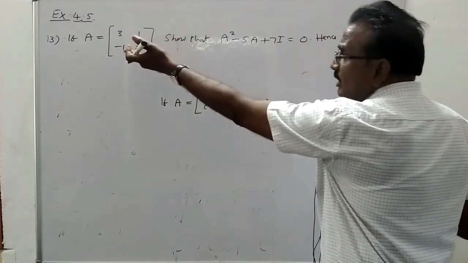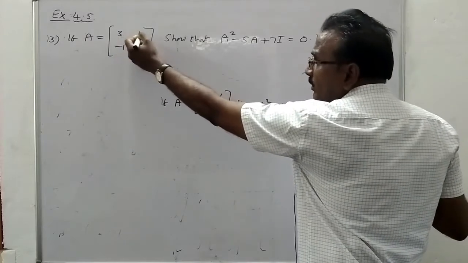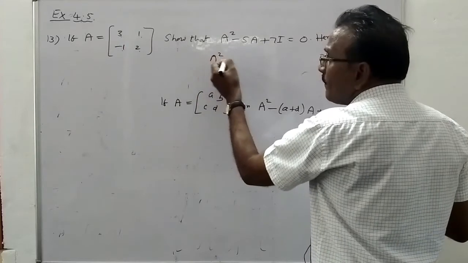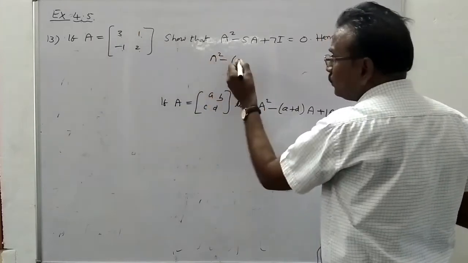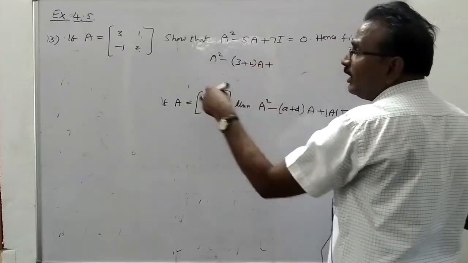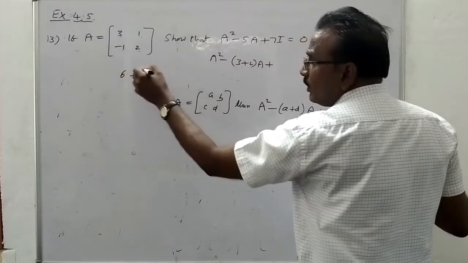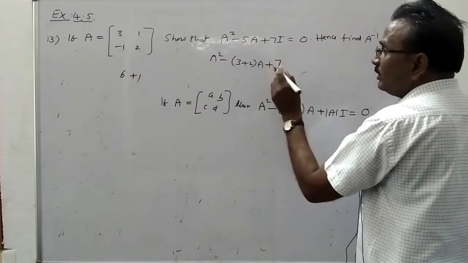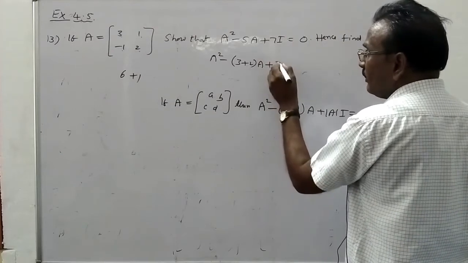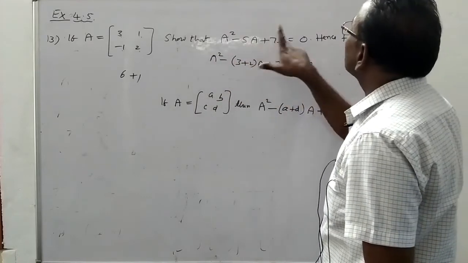So let us check this example. Here a value is 3, b value is 1, c value is minus 1, d value is 2. So that is A square minus (3 plus 2) into matrix A plus determinant of this matrix, which is 3 into 2 is 6, minus of minus 1, that is 7, determinant of A, that is 7 into I is equal to 0. So clearly this is A square minus 5A plus 7I is equal to 0.